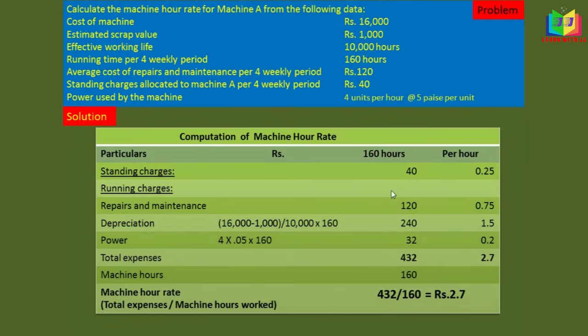First you can calculate for 160 hours, then for per hour, or else side by side you can do it per hour. Both ways you can do it. You can counter check here. This 432 divided by 160, you will get 2.7, and if you divide all the costs by 160, you will get per hour. If you add that, you will get the same 2.7.